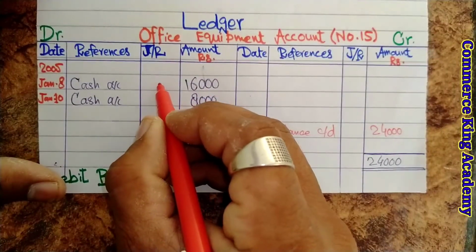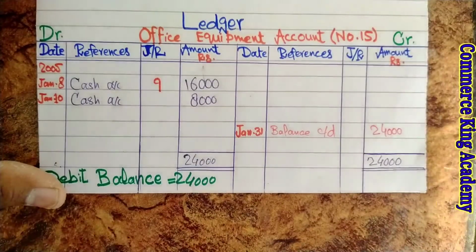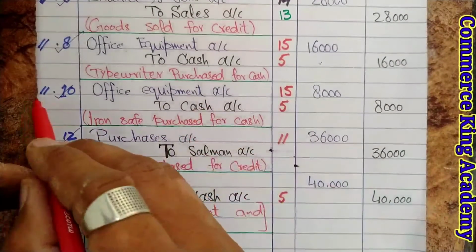It has journal reference number or page number 9. The first entry has been completed here. Now we will move toward the next. You can see here, this is the next entry of the office equipment account on date Jan 10th.